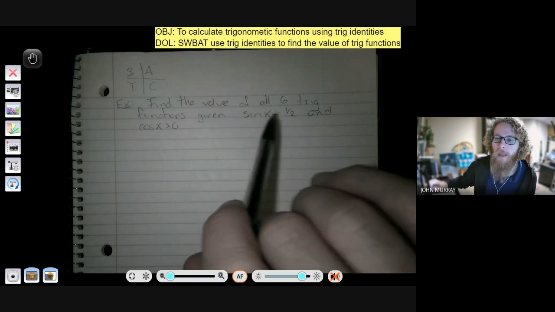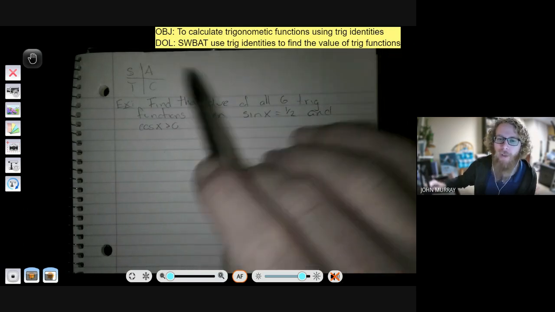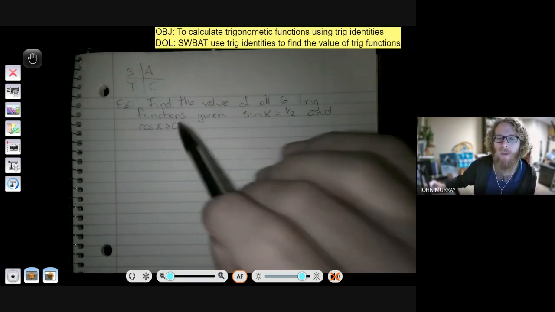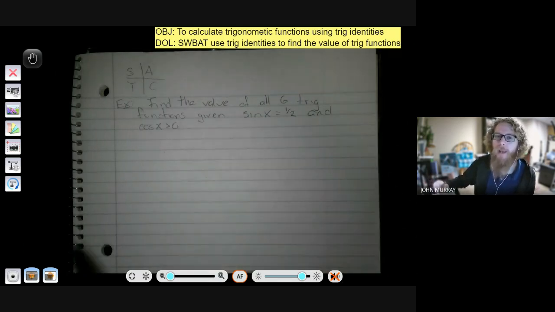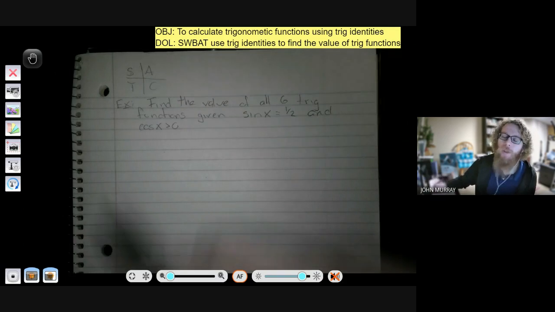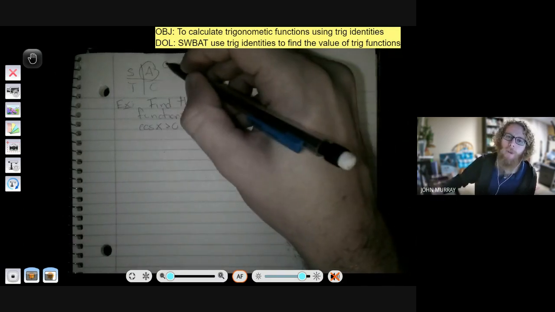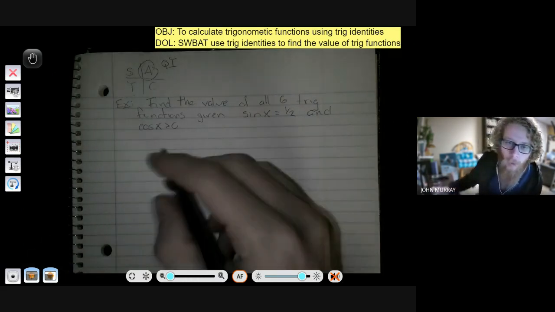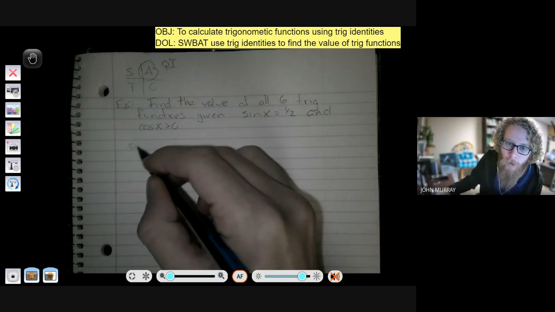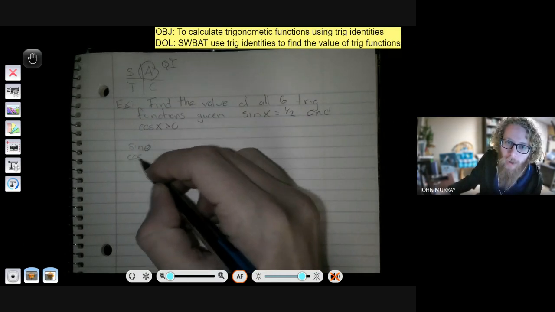So here we're told that sine of x is positive 1/2 and cosine of x is greater than 0. So we have 2 different trig functions being positive. The only time that's acceptable is if we are in quadrant 1, which is nice because that automatically tells us that everything is going to be positive. I don't have to worry about negatives when I'm taking the square root of anything. Okay, we don't have to worry about that. So I'm just going to write these here.